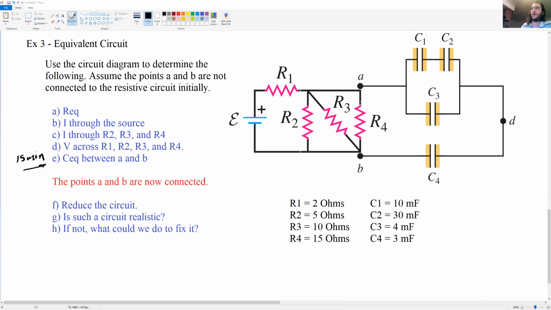And oh yeah, what is the EMF? Yeah, so I did not list an EMF. So let's go ahead and say the EMF is 12 volts, just like the last part. That's a good catch there. Don't want to do it symbolically. We want to do it with numbers.